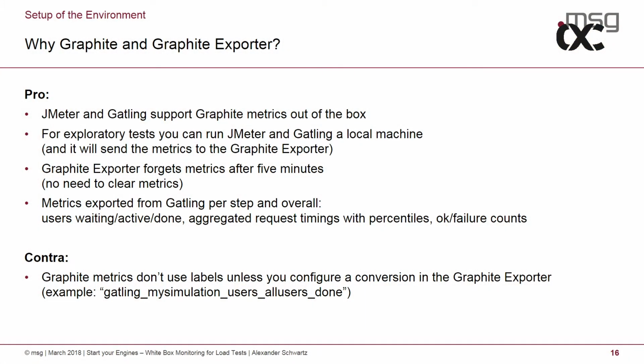You find out that, well, the metrics look like long names with underscores. Gatling, my simulation, underscore users, all users done. So it's a hierarchical structure. You can do some configuration to the Go binary to make it a proper Prometheus metric with labels. But on the other hand, it's just a load test. You can start with this out of the box and get some good results.